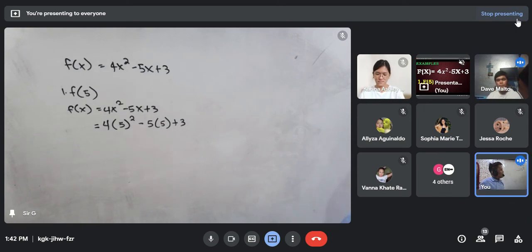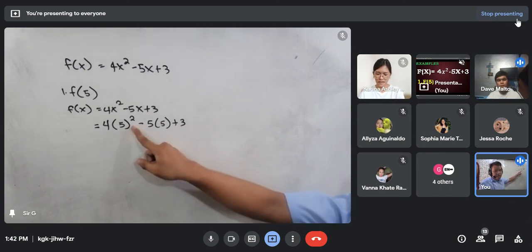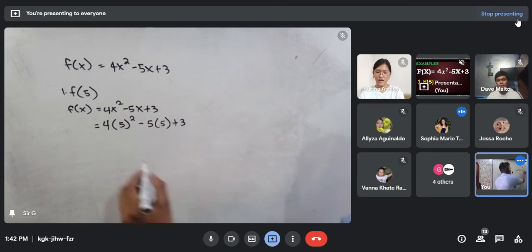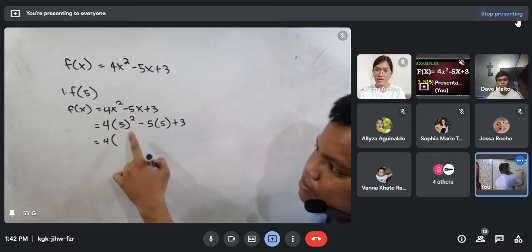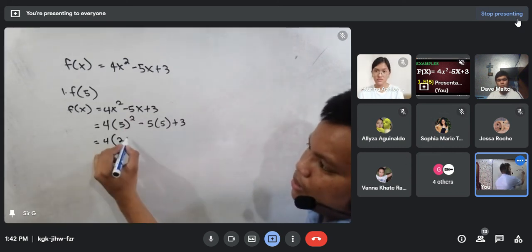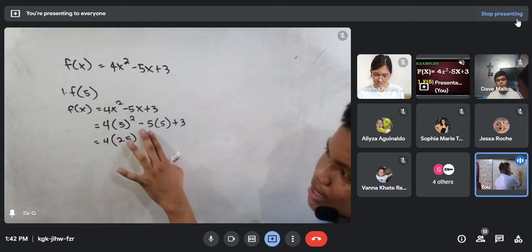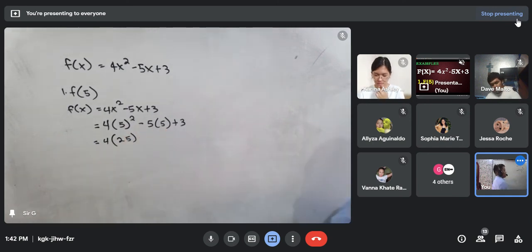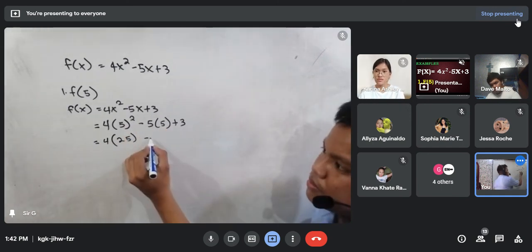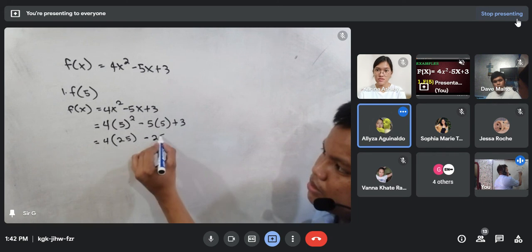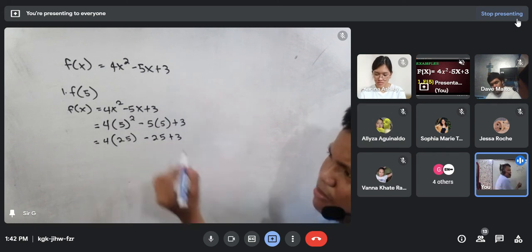Multiply ba agad? Meron tayong exponent. Unahin muna natin to. So what is 5 raised to 2? 5 times 5 is equal to 25. Okay, so negative 5 times 5 is equal to negative 25 plus 3. Sir, paano pong ganun?